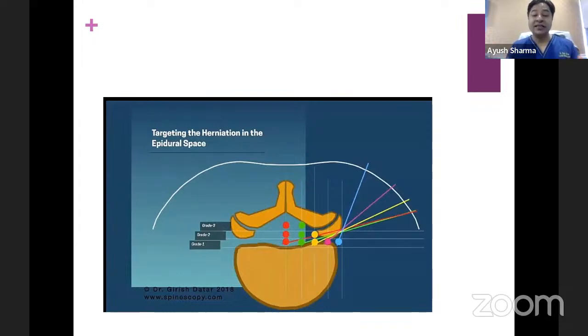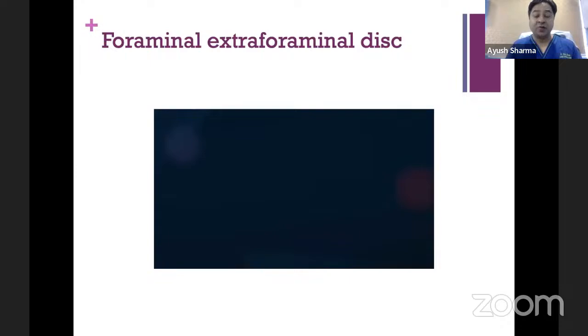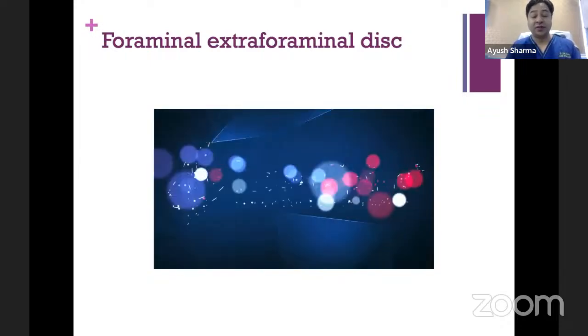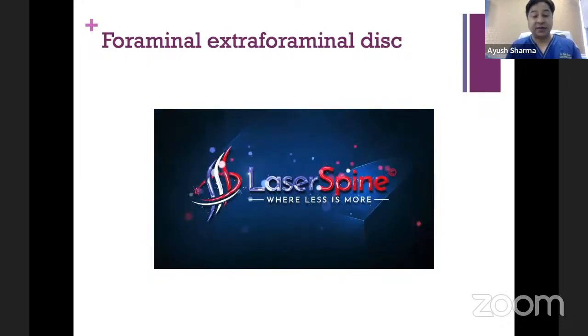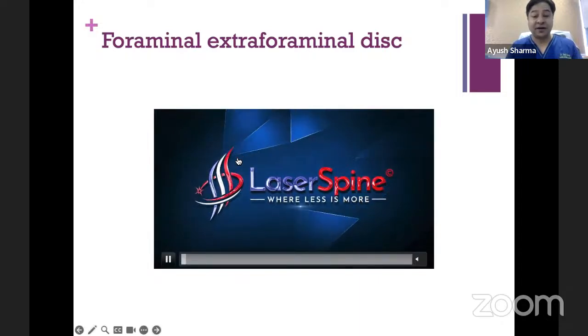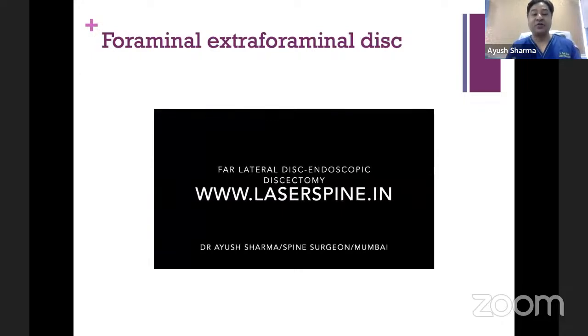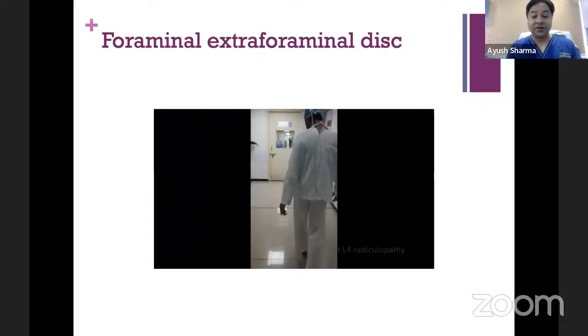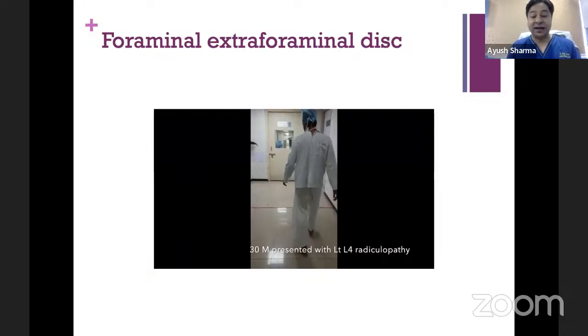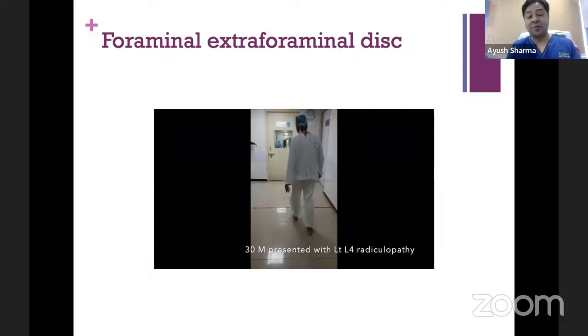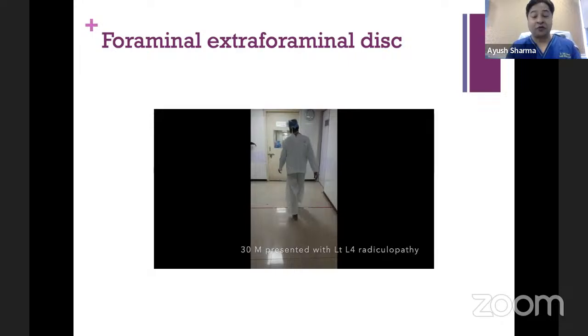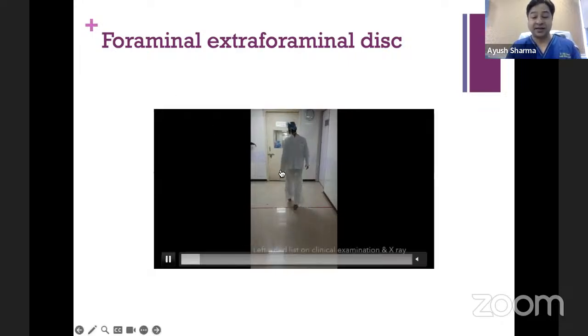So these are just to make you understand how these things work, what you should keep in mind. Now, the easiest thing which you can do with a transforaminal approach is the extraforaminal disc. There is no better way to do an extraforaminal disc than to do it through a transforaminal approach. So this is a patient, a 30-year-old male, presented with L4 radiculopathy due to an L4-5 extraforaminal disc. And this is how he walks into my OR.